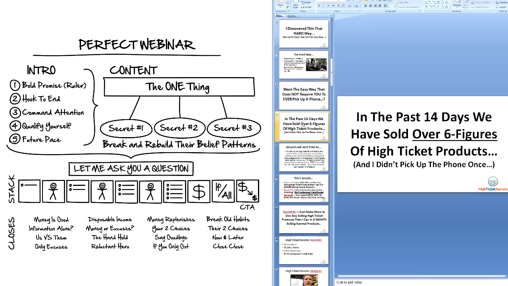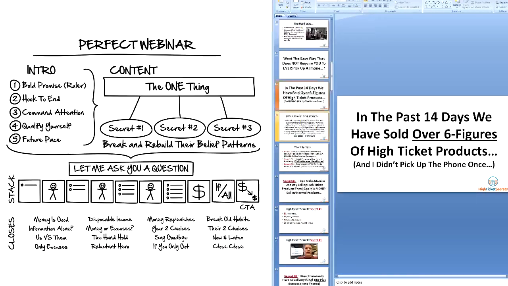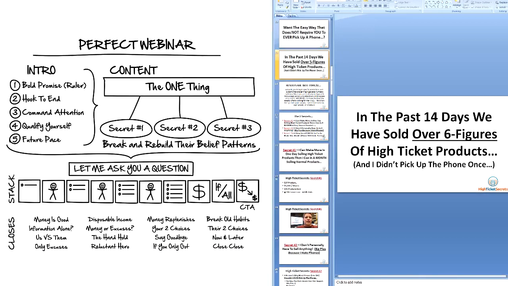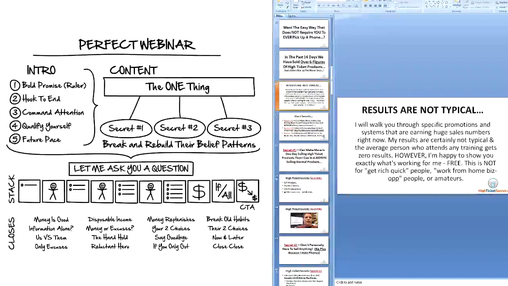And then I kind of go back. Again, the script is a framework, and I add things in between that I just want to. So this one I bragged a little bit. For the last 14 days, I did over 6 figures in high ticket products. I didn't pick up the phone. And then I like throwing in some kind of FTC disclaimer, like results are not typical, this is not going to work, blah blah blah.